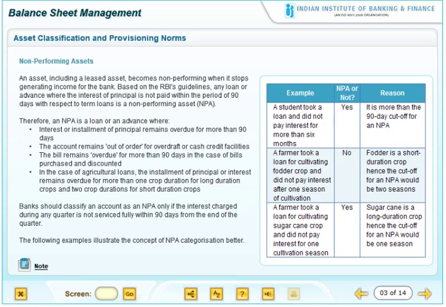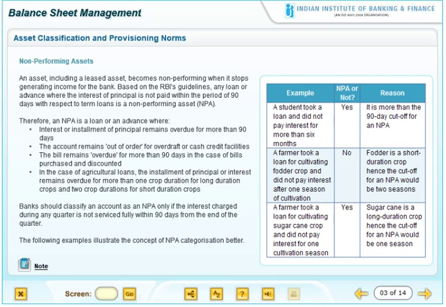An asset, including a leased asset, becomes non-performing when it stops generating income for the bank. Based on the RBI's guidelines, any loan or advance where the interest or principal is not paid within the period of 90 days with respect to term loans is a non-performing asset or NPA.